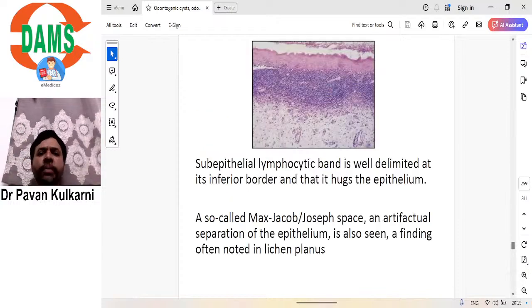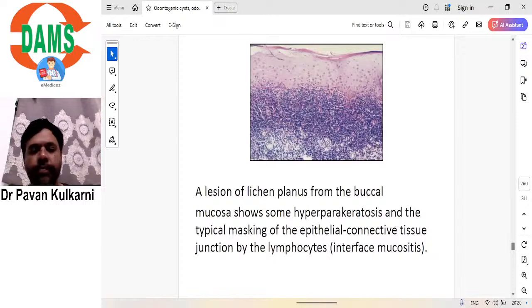Now this is the histopathology of Lichen Planus, where the blue area that you can see is the band of lymphocytes. Here you see the band of lymphocytes below the epithelium. That is a very characteristic image that you should remember. Any histopathology they give you, if you see a thick blue band of lymphocytes just below the epithelium, you have to consider Lichen Planus.